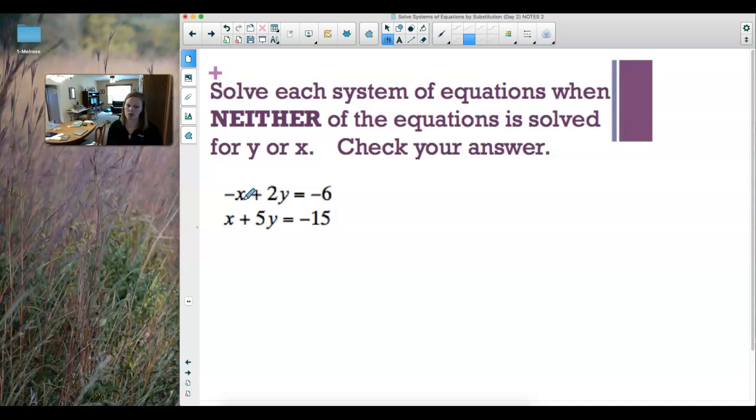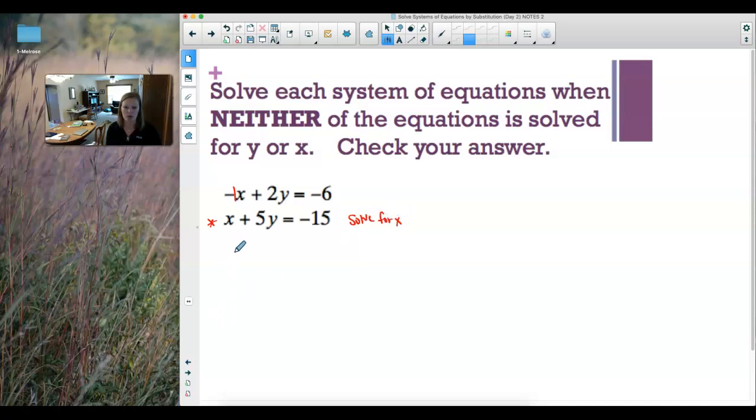Let's look at one more. The last two, it was the first equation that we always solved, and we had x. But this one, there's a negative sign there, and that's really a negative 1x. So I don't want to solve that equation for x or y, but I look at the second equation, and I can see that x here is by itself. So I'm going to solve this second equation for x.